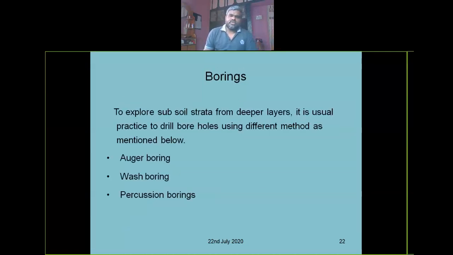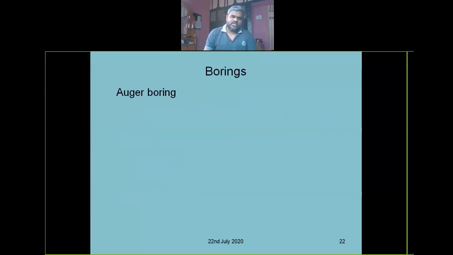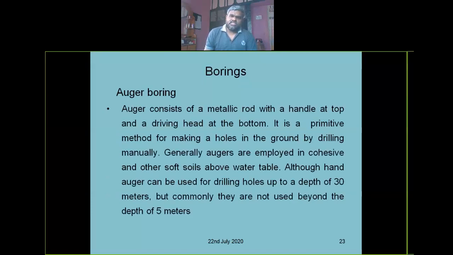To explore subsoil strata from deeper layers, it is usual practice to drill boreholes by different methods, as mentioned below: auger boring, wash boring, percussion boring. Augers consist of a metallic rod with a handle at the top, manually or machine driven, and a driving head at the bottom. It is a primitive method for making holes in the ground by drilling manually. Generally, augers are employed in cohesive and other soft soils above the water table.